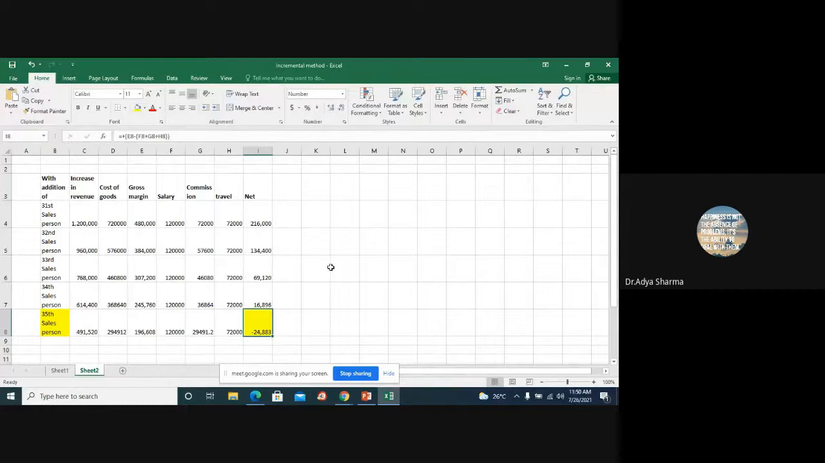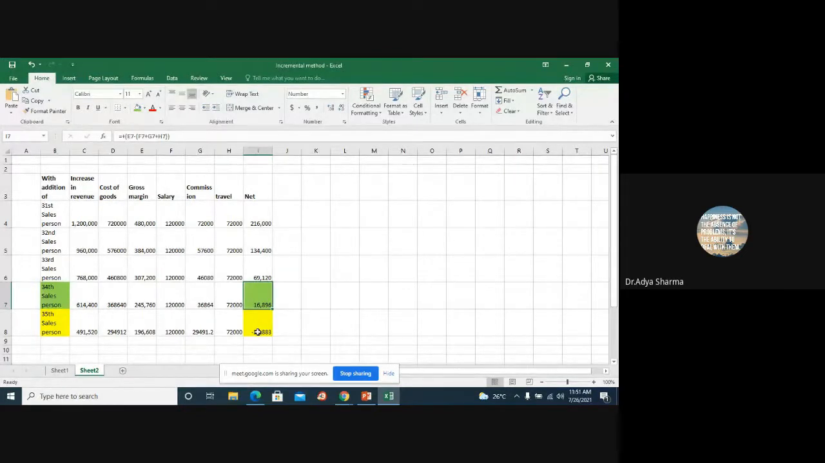And therefore, ideally, the company should not go beyond the 34th. The company should decide, they may take the 31st, 32nd, 33rd, 34th salesperson, or they may take only the 31st, or they may only take the 31st and 32nd. But this is where they should stop, right? Because if they go beyond the 34th salesperson, then the profit, which right now is profit over here, becomes a loss. And this is what the incremental method is.